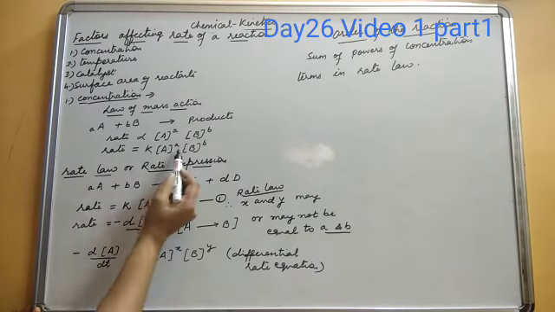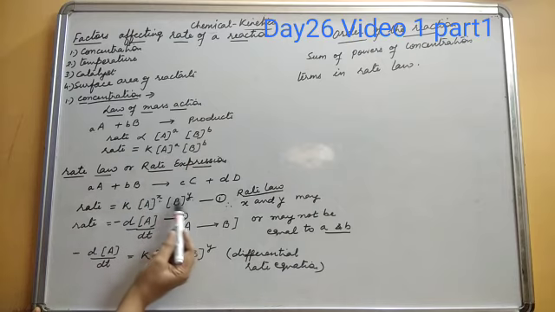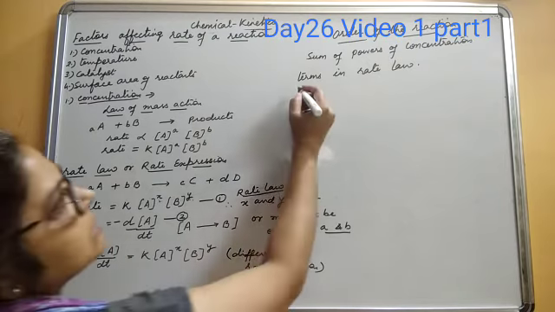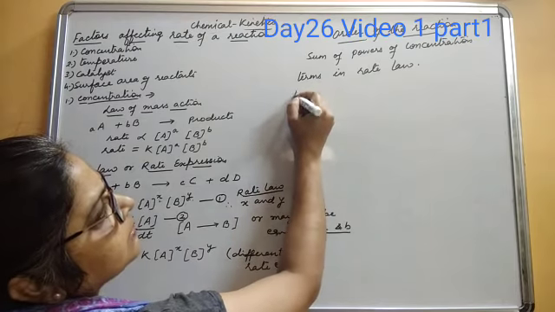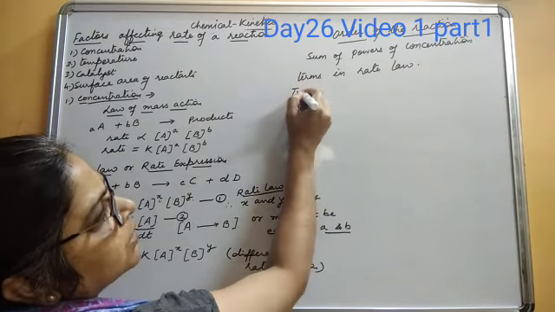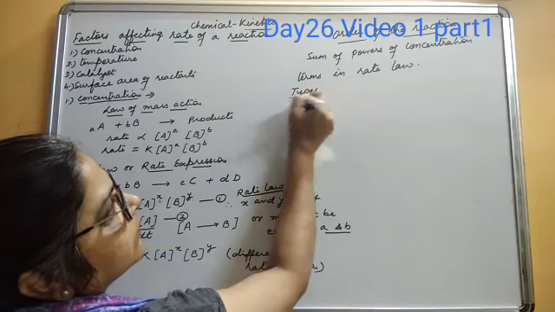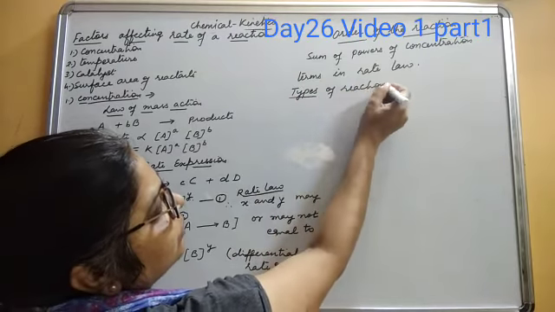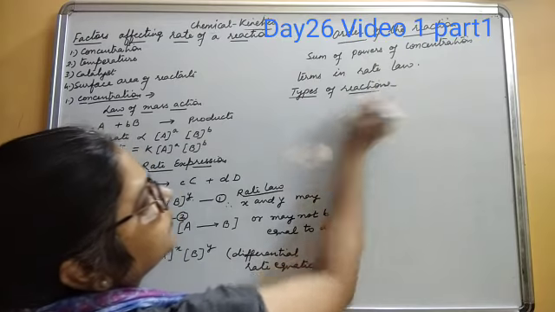This is not equal to A plus B. This is equal to X plus Y from the rate law only. So for this reaction where we have written, the order of the reaction will be X plus Y. These reactions are of different types on the basis of order of the reaction. Types of reactions on the basis of order of the reaction.